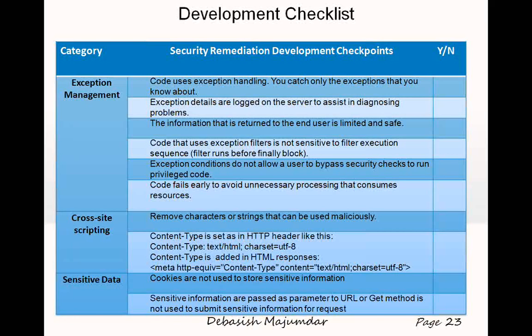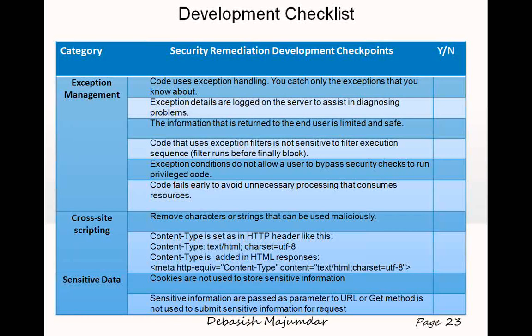Whether the content type is set as an HTTP header, for example, whether the character set is UTF-8 or not, and in the HTML response, whether it is text of the UTF-8 character set or an HTML type content. Cookies: whether we are using them to store sensitive information or not, or whether sensitive information is passed as a parameter to the URL or GET method or not. So these are the typical Java J2EE standards and guidelines.